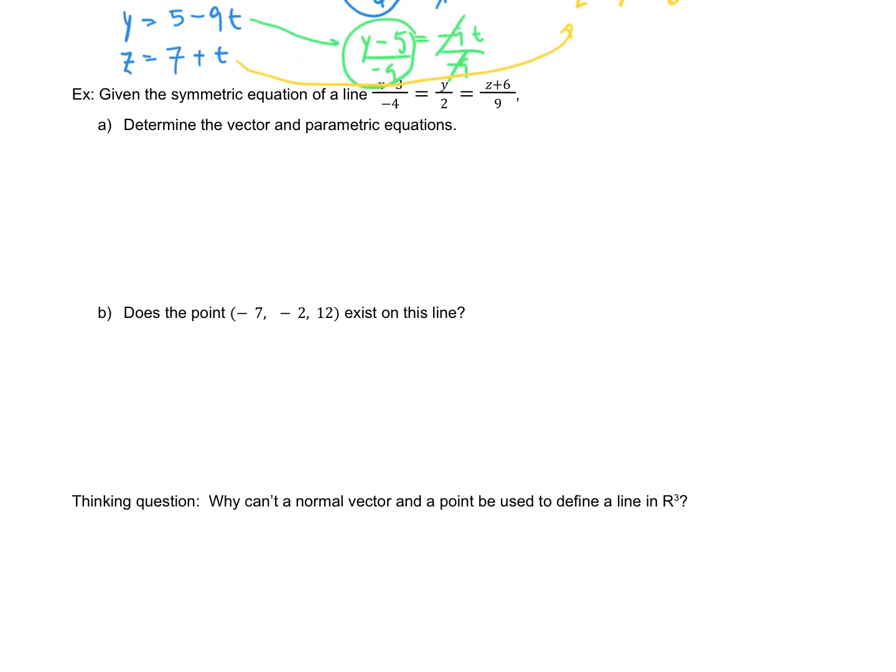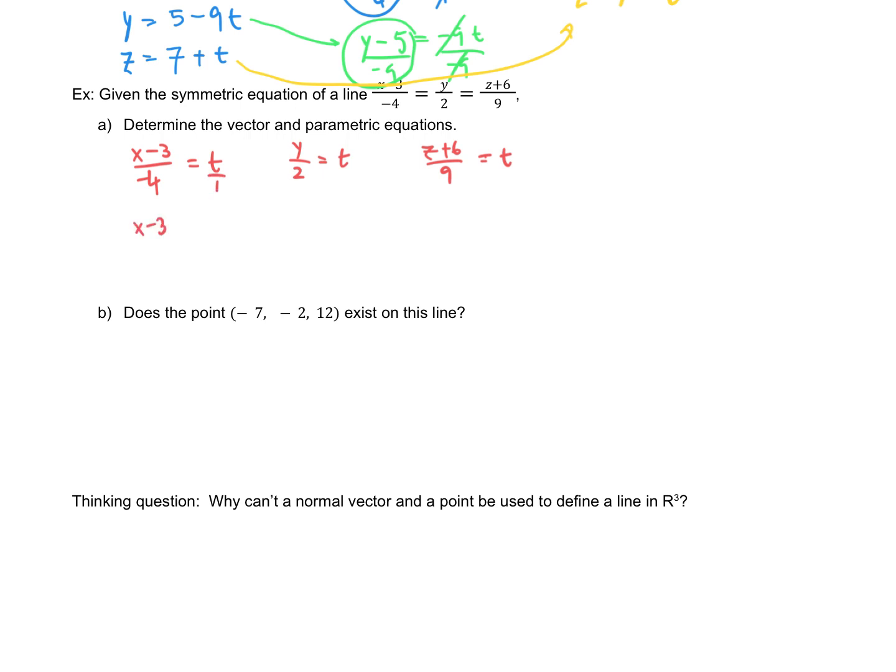Finally, given the symmetric equation of a line, and there it is, determine the vector and parametric equations. All right, so to get the parametric equations, I'm going to set each of those fractions equal to that parameter t, and then isolate for the specific x, y, and z that I need. So I have x minus 3 over negative 4 equals t, y over 2 equals t, and z plus 6 over 9 equals t. And now, I'm just going to cross multiply.